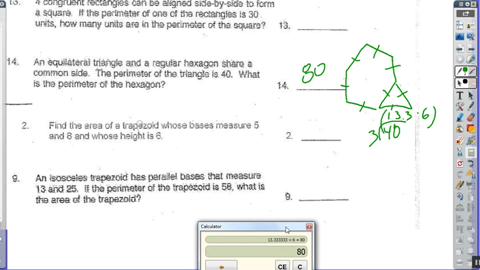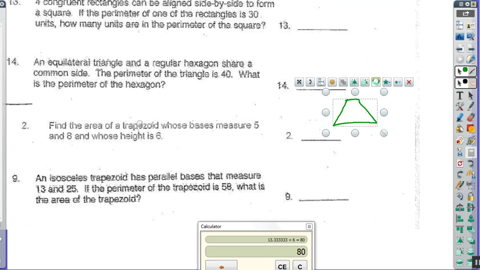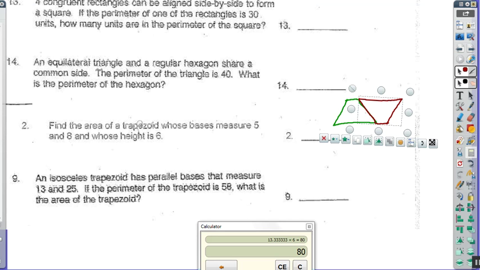Hey, look at that. All right, find the area of a trapezoid. Okay, so here's a trapezoid. I'm going to take an identical trapezoid, color it red, because I want to, and rotate it and place it right here. And look, I have a parallelogram.